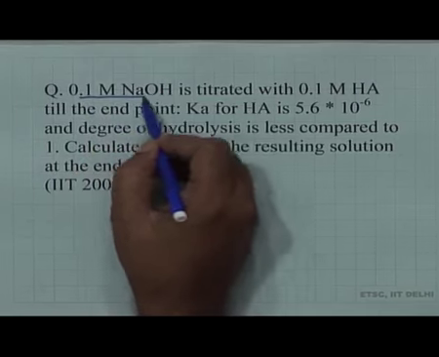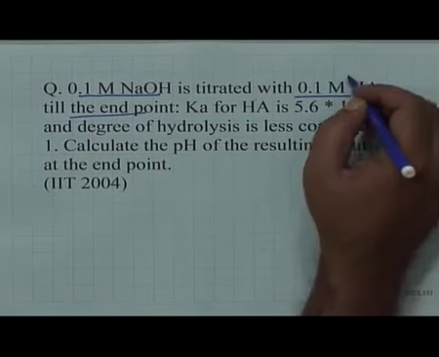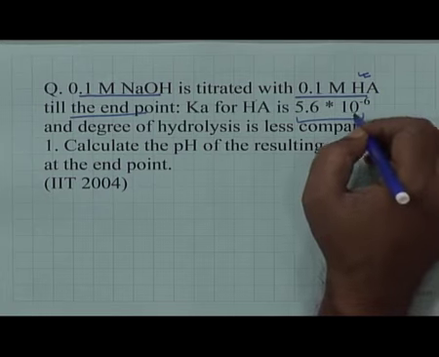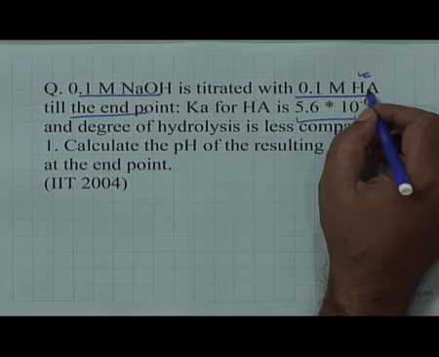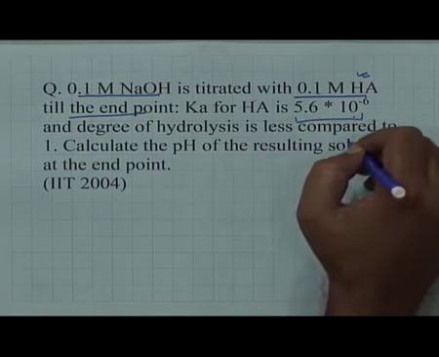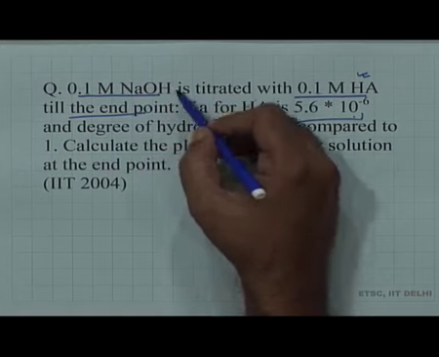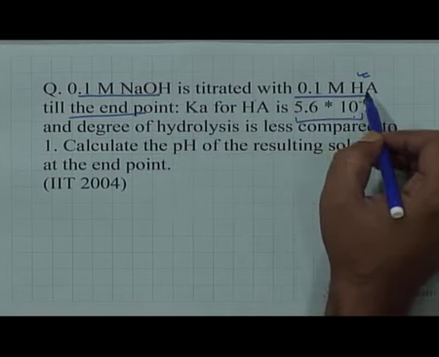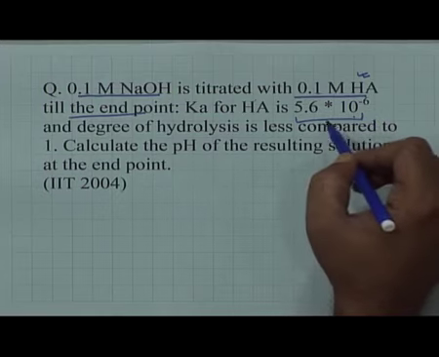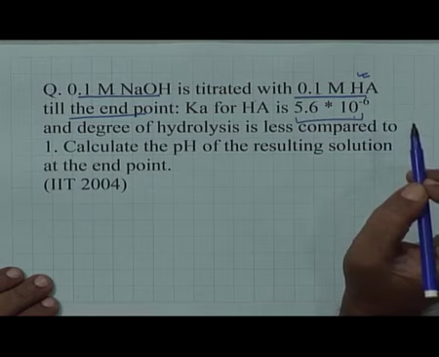What is given is 0.1 molar NaOH is titrated with 0.1 molar HA till the end point. HA means weak acid, and Ka for HA is 5.6 into 10 to the power minus 6. It means that your HA is a weak acid, degree of hydrolysis is very less compared to 1, and we have to calculate the pH of the resulting solution at the end point.